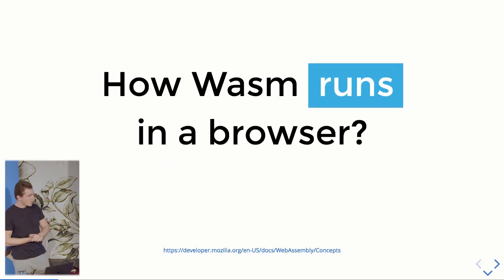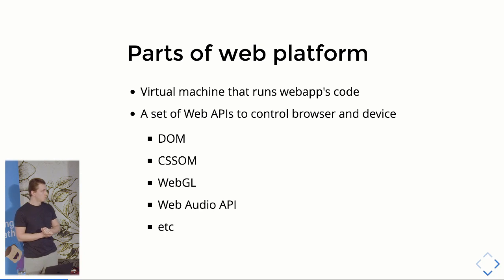Alright, now let's learn a bit about how WebAssembly actually runs in your browser. Before that, we need to speak a bit about the web platform in general. The web platform can be divided into two parts. One is the virtual machine that runs the client's code. The second part is web APIs that allow the web application code to interact with the browser itself and the device on which the browser is installed. And here I'm speaking about DOM, WebGL, some audio APIs, and so on.